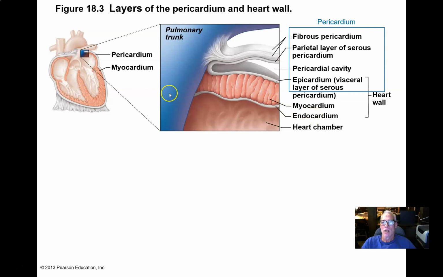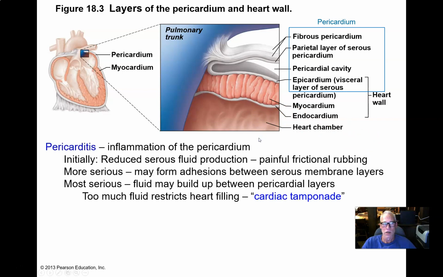The endocardium is the lining of the heart. There's a layer of epithelial cells lining the heart called the endocardium. And they're actually essentially the same as endothelial cells. They're continuous with the cells that line all of the blood vessels, the veins and arteries. So that's the heart wall in a nutshell.